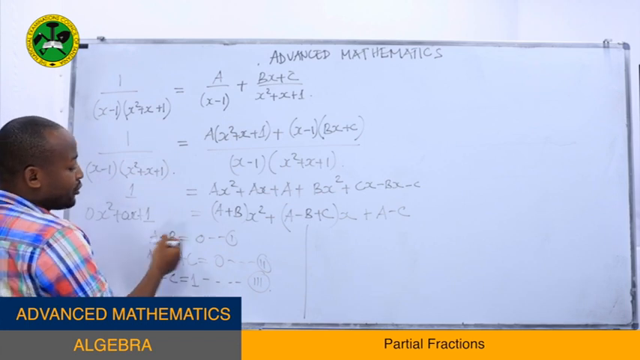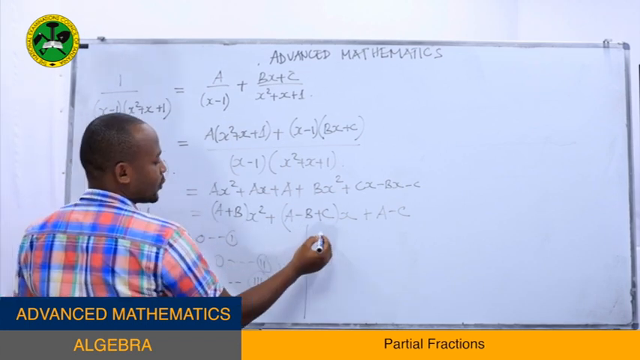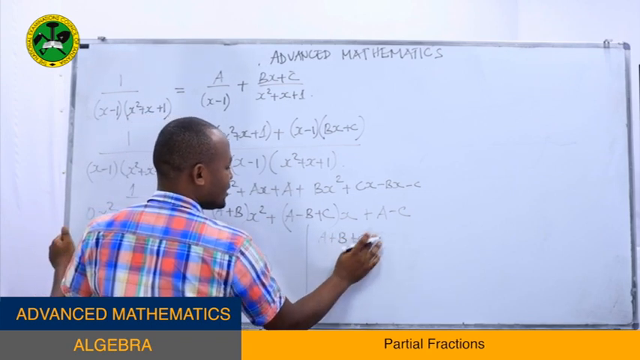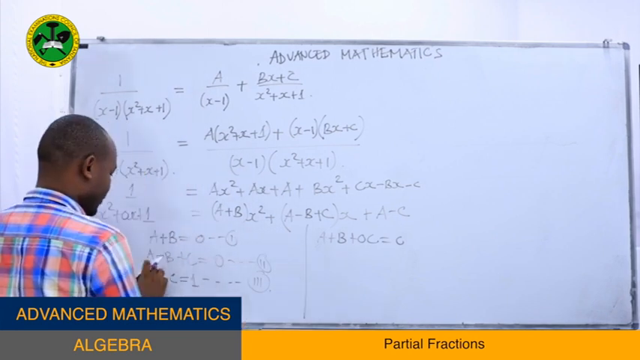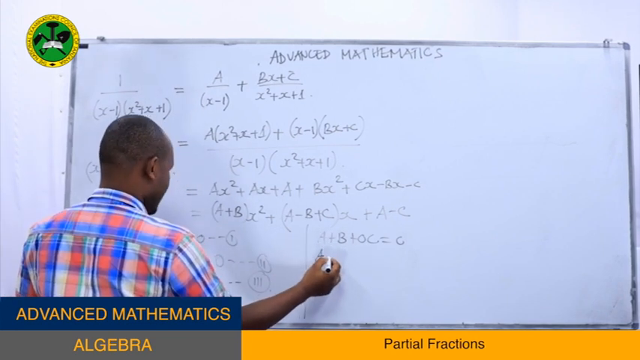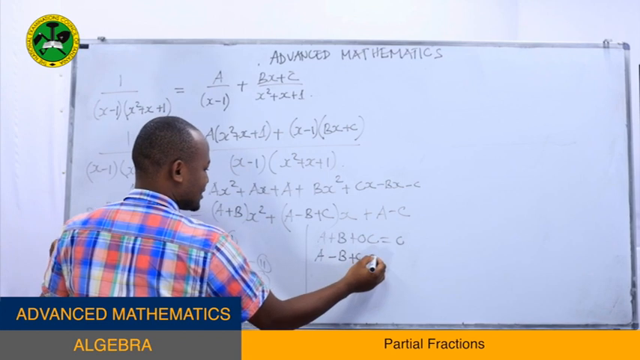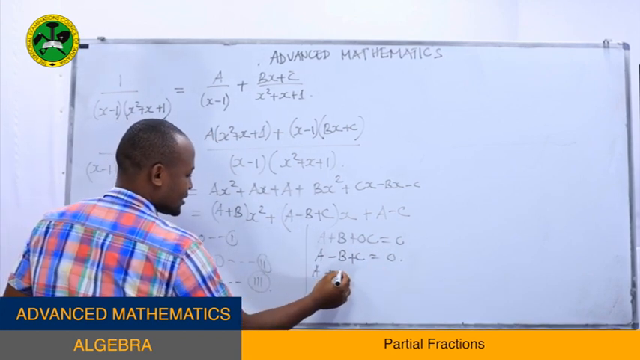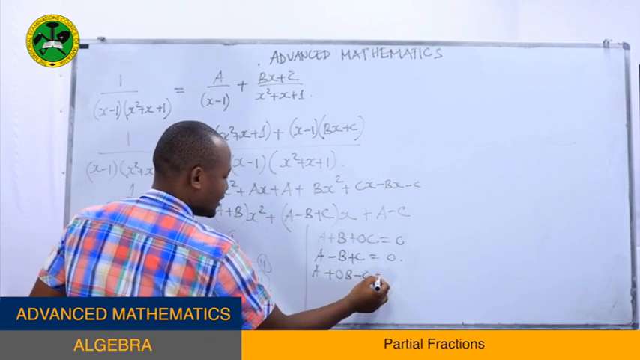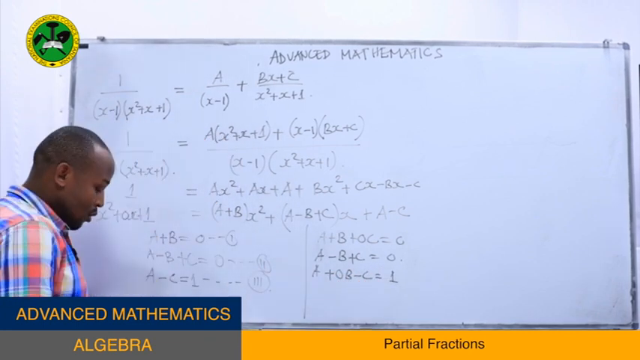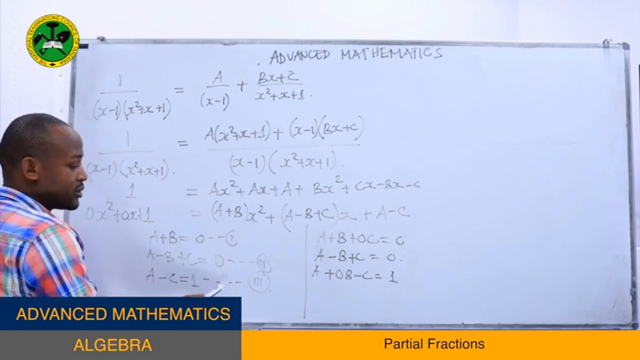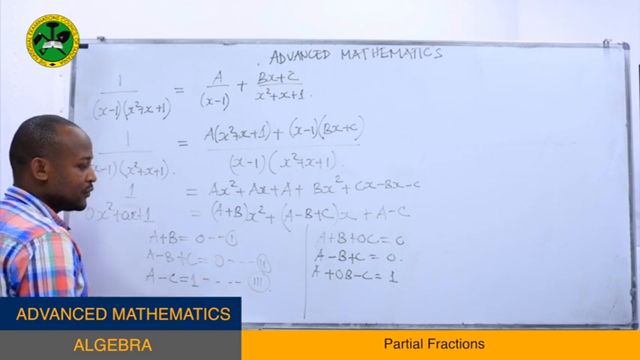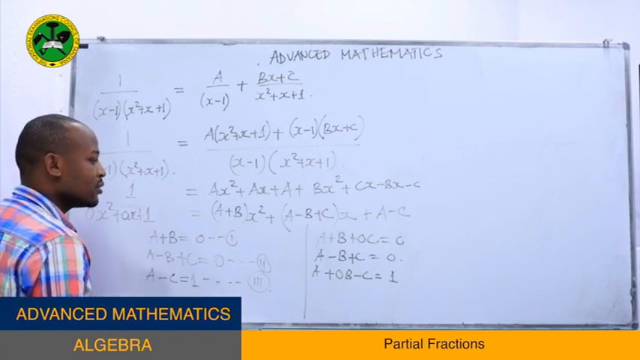So in order for you not to confuse this, let's write those equations like this. We have, in the case of equation number 1, a plus b plus 0c equal to 0, and then a minus b plus c equal to 0, and then the last one is a plus 0b minus c equal to 1. Why do we write like that? So that you cannot confuse the coefficients, especially in the third one, even the first one. Now let's use the calculator so that we can find the value of a, b, and c.